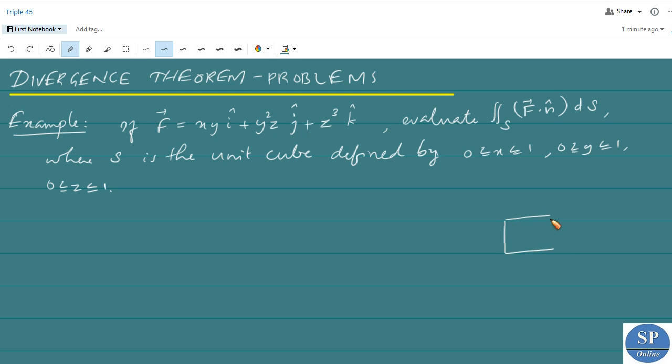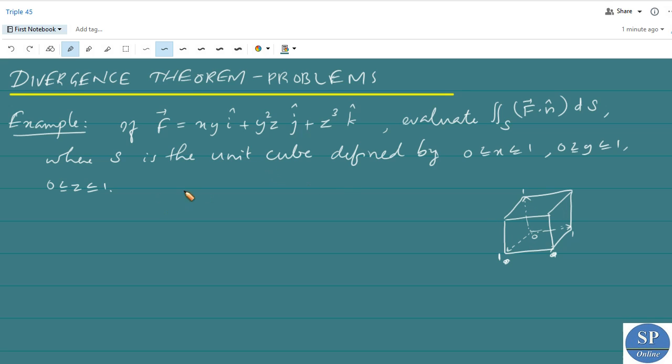Our s is a cube, like this. So here x varies from 0 to 1 and y varies from 0 to 1, and z varies from 0 to 1. Right, this is x axis and this is y axis and this is z axis. So x varies from 0 to 1, y varies from 0 to 1, and z varies from 0 to 1.